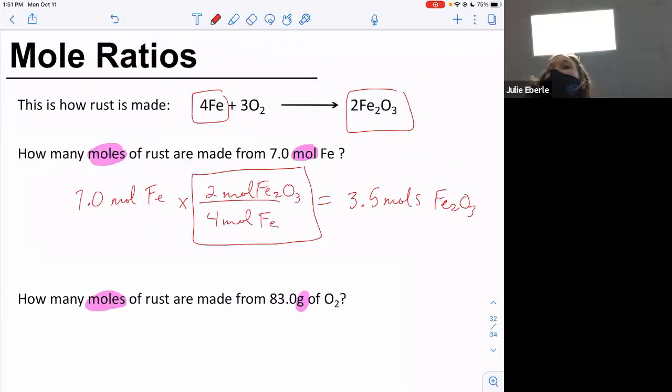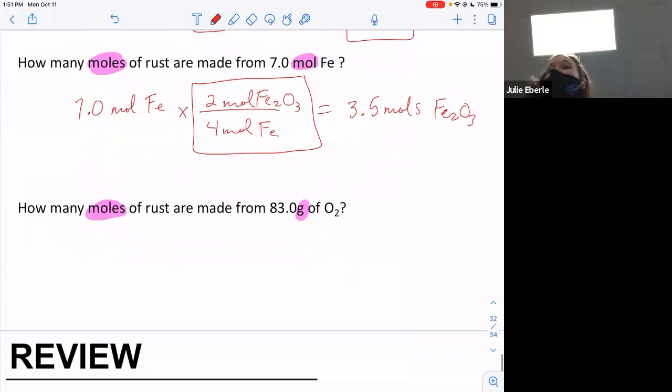Okay, so somebody tell me how I should start this. Okay, the 83 grams of O2. What's the first thing I need to do? 32, where'd you get 32? So we've got to have the molar mass of oxygen here. And the molar mass, oxygen on the periodic table is just 16. We got 2 of them, so we say 2 times 16 is 32 grams of oxygen per mole. Okay, that is the molar mass of oxygen.